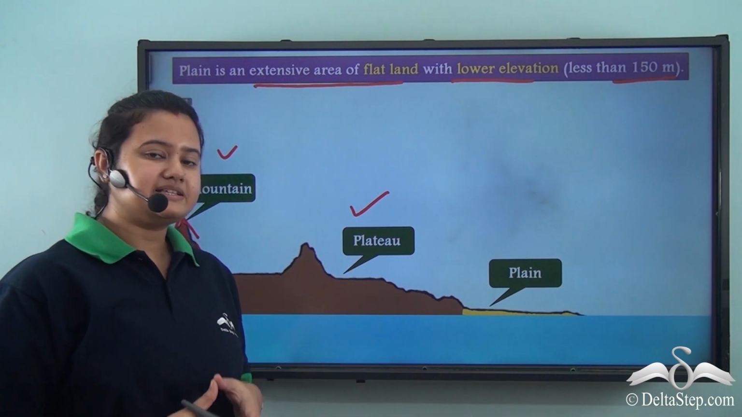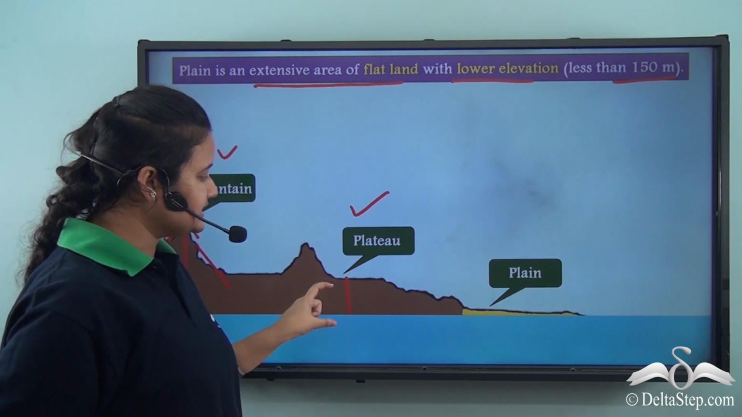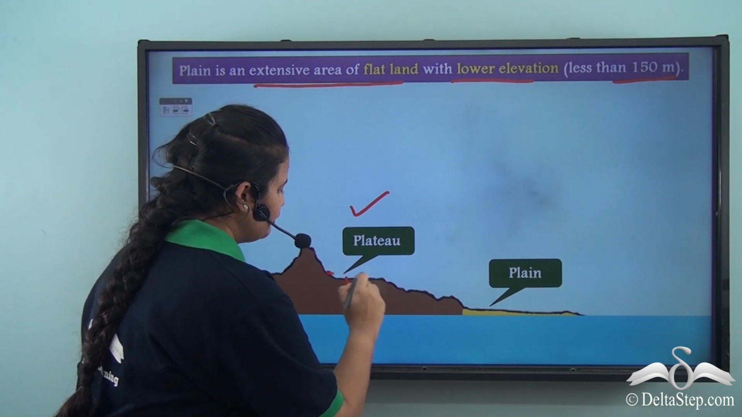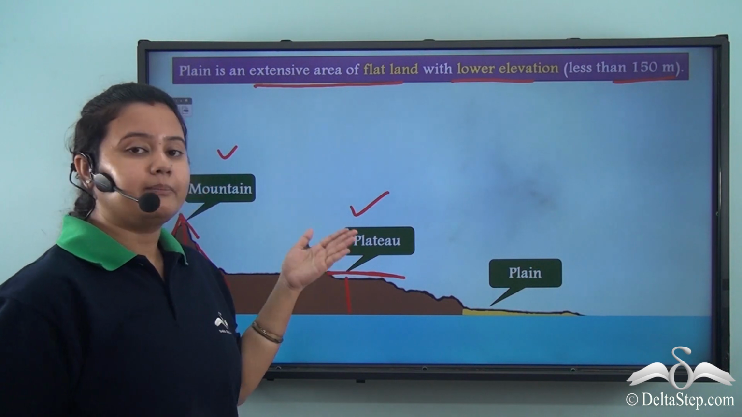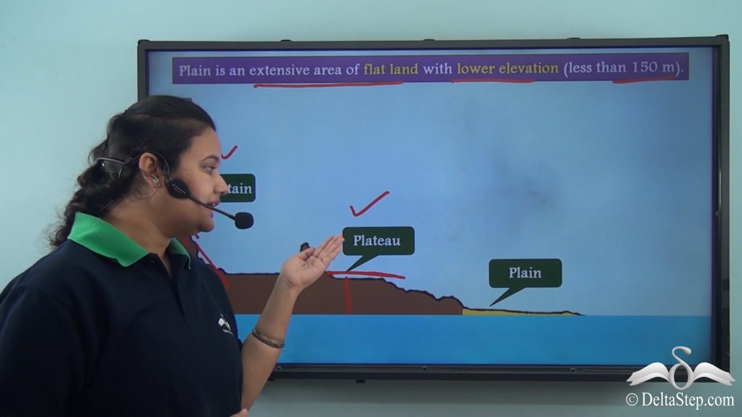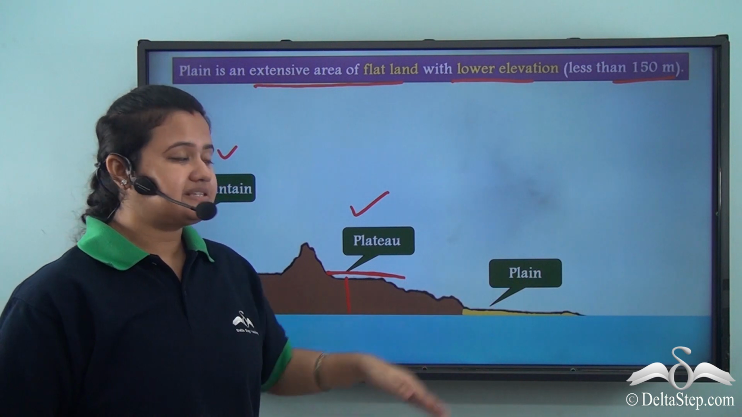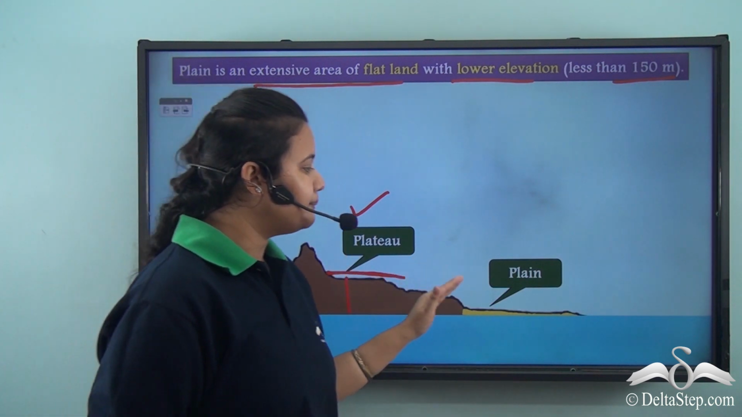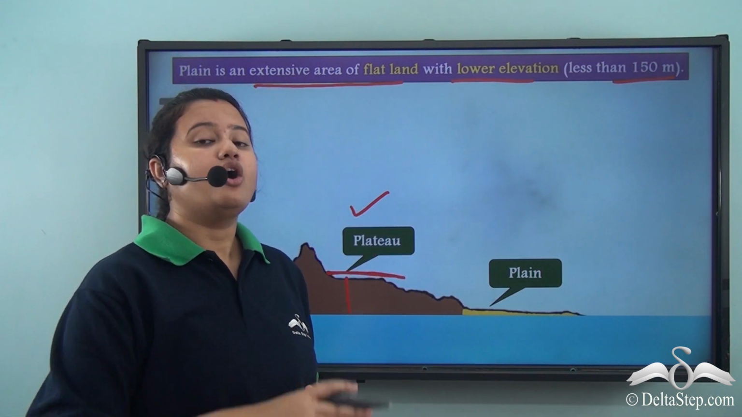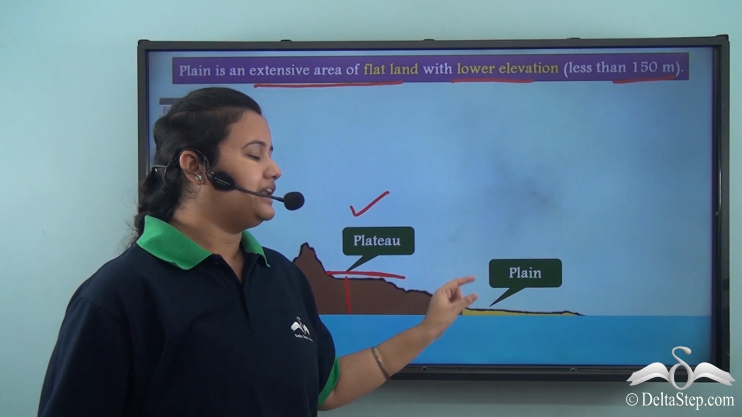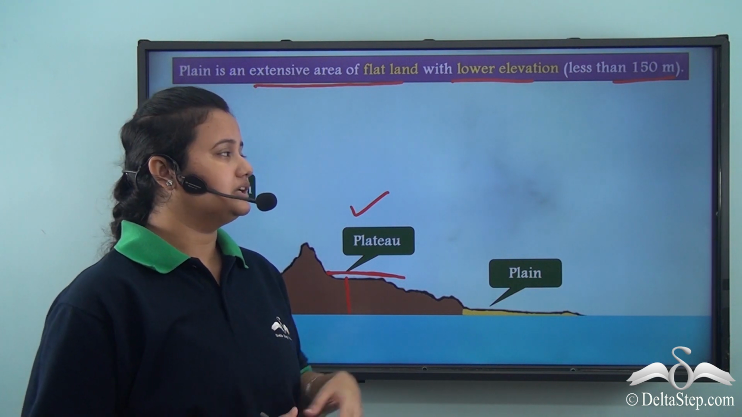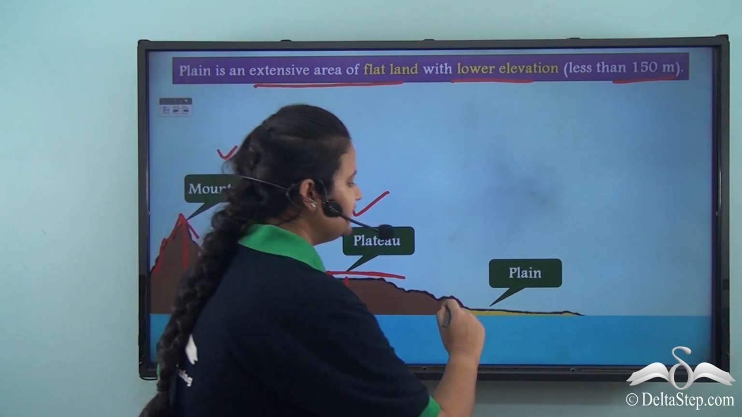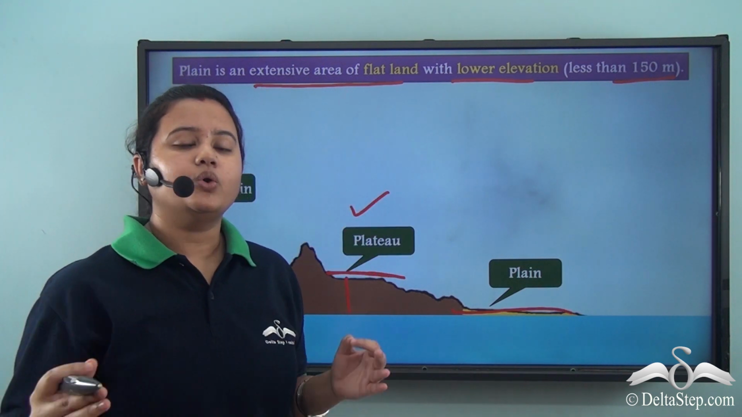Now, a plateau is a highland, that is, it has substantial elevation, but unlike a mountain, it has a flat top, and therefore a plateau is also referred to as a tableland. Now, plains are relatively very low compared to plateaus or mountains. A plain is an extensive area of flat land, and the average elevation of a plain, as I mentioned earlier, is less than 150 meters. So, a plain is usually a flat land with very low elevation.